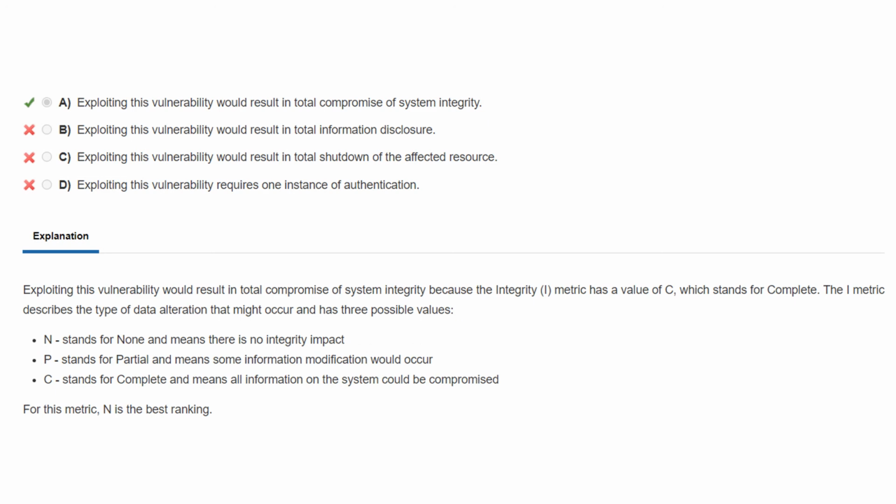The correct answer is A. Exploiting this vulnerability would result in total compromise of system integrity because the integrity score was C, which means complete. And that means that all information in the system could be compromised.